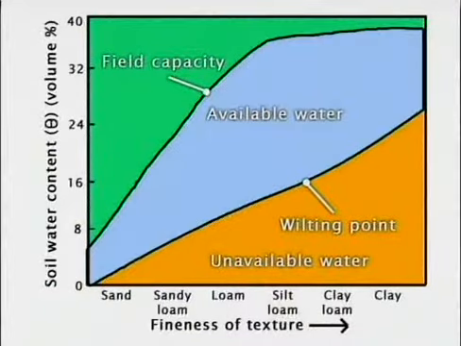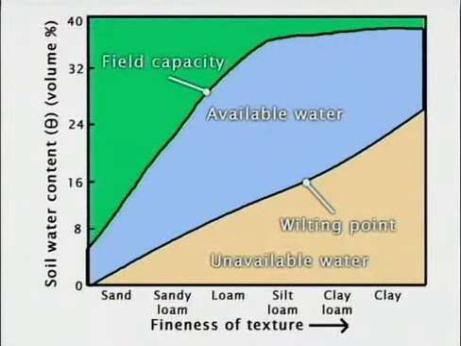The total amount of water held would be between field capacity and down here at the bottom of the graph. Some of that would be available, some would be, of course, below the wilting coefficient is considered unavailable water.